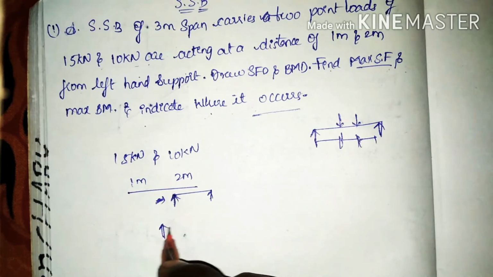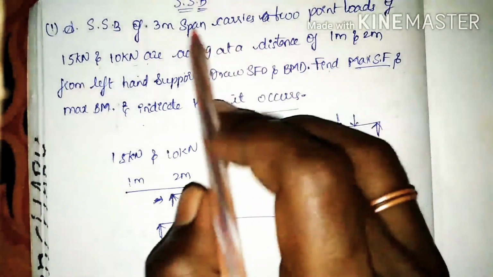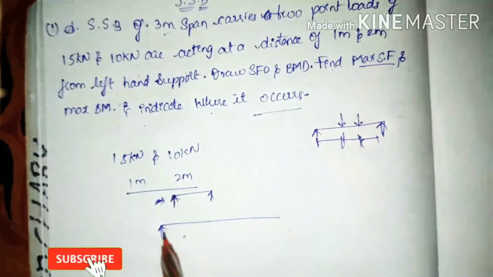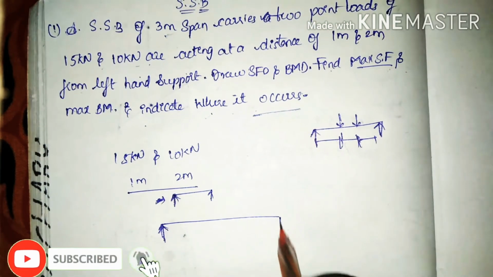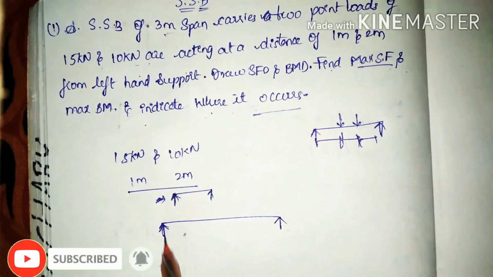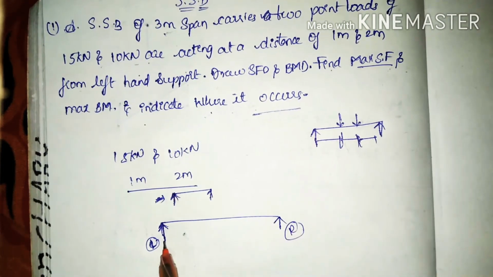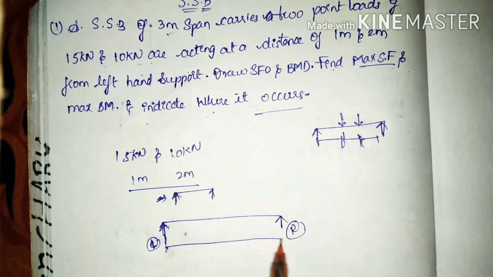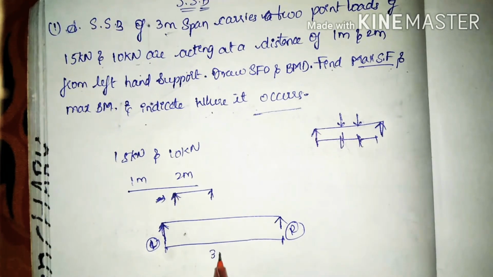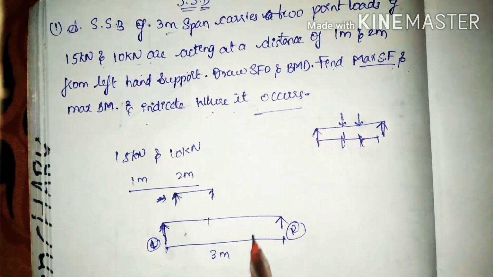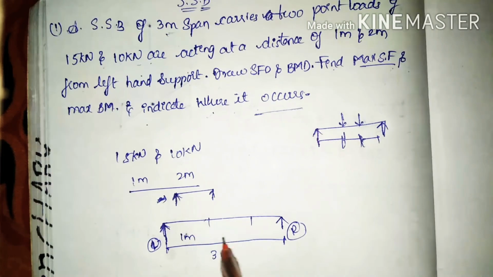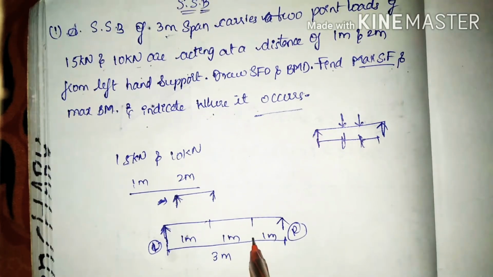Let us consider a simply supported beam of a span 3 meters. This is A support, this is B support, or this is left support, this is right support. From left to right of the beam we are having 3 meters. Let us consider this is 1 meter, 1 meter and 1 meter.